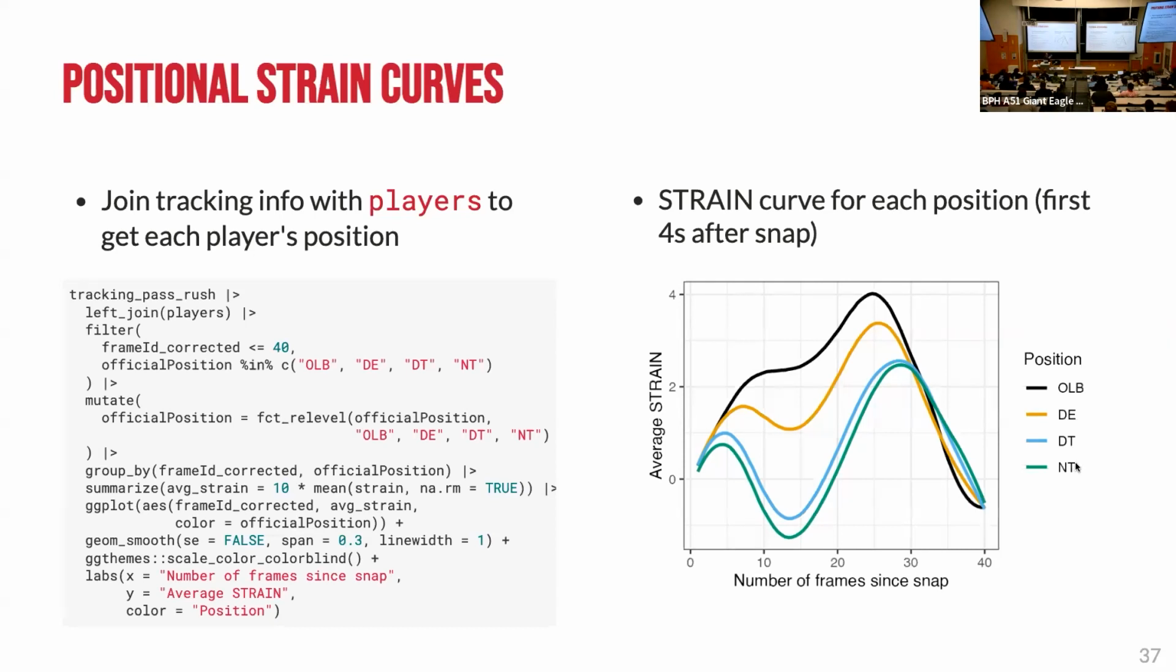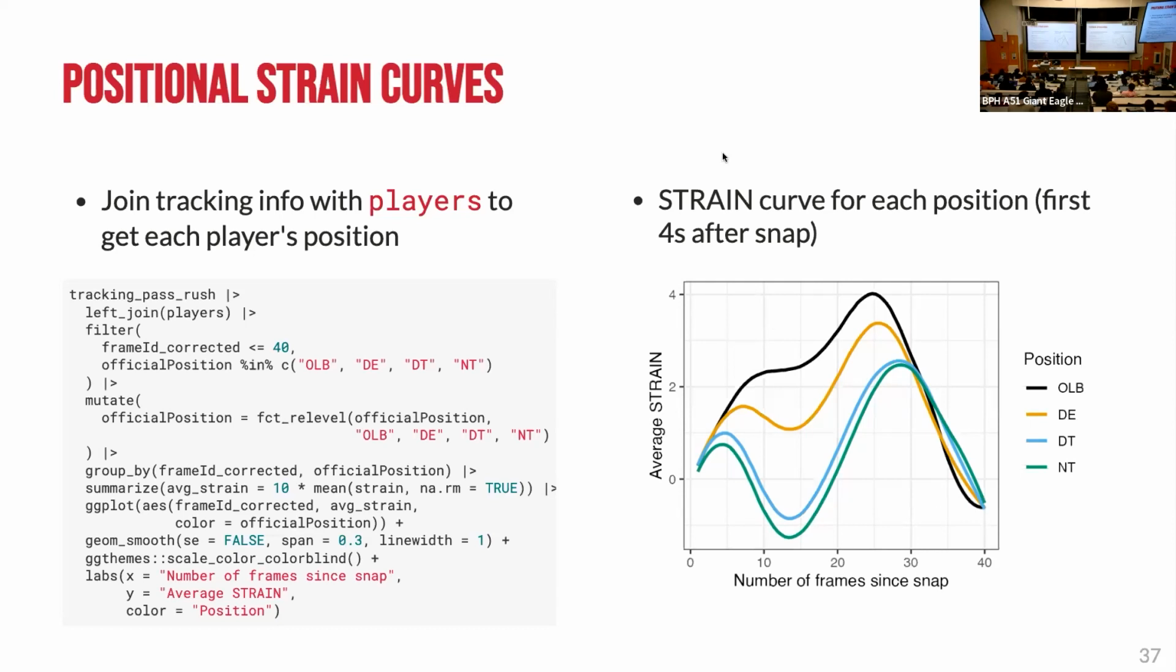And here what we can clearly see is that on average, edge rushers have higher strain than interior rushers. As you can see, outside linebackers and defensive ends here are higher relative to defensive tackles and nose tackles. And this makes sense because it's easier for someone who lined up on the edge to approach the quarterback with higher pressure relative to, say, a nose tackle attacking the line head on. So it's a good geometric validation right there with the simple positional strain curve between frame 0 and frame 40, which is 4 seconds after the snap.